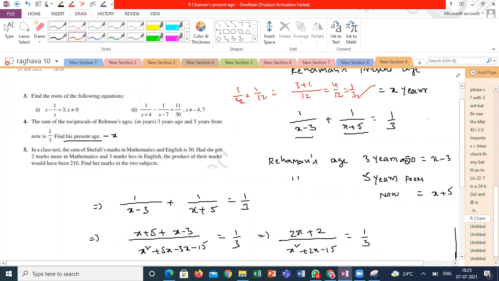Guys, understood? See, it's like the previous topic. From the given instance, what is the subject? Age is the subject. So the variable is the present age, and the relation is that he is relating future age and past age: 3 years before and 5 years after, the sum of the reciprocals of the ages is 1 by 3.